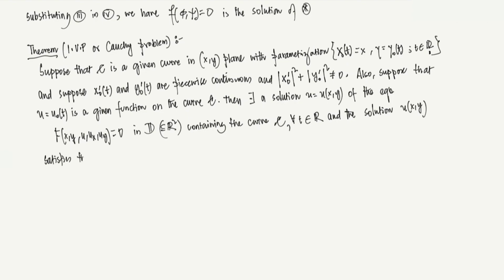the initial data. I know this is a very big statement of our theorem. Let me just write it down and I will explain to you. Data that is u of x naught of t, y naught of t. This is nothing but u naught of t, for all t in R.